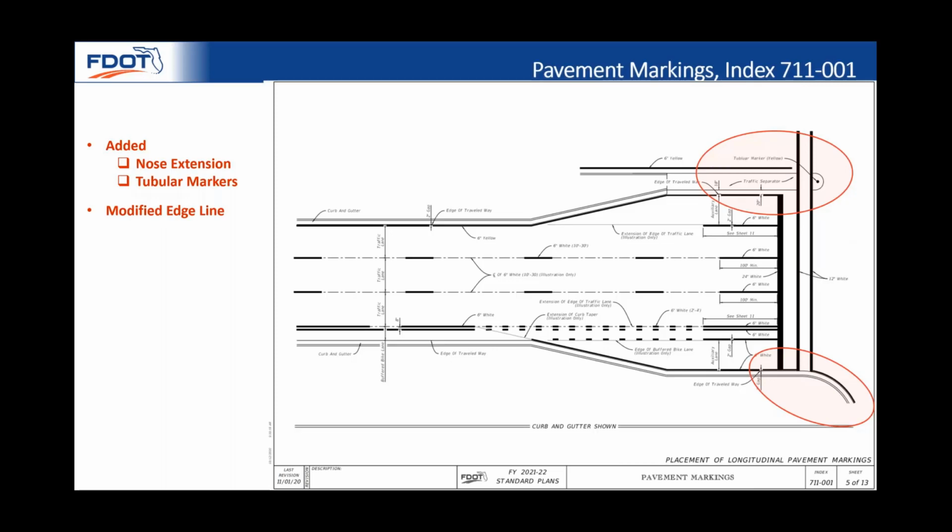Here on sheet 5 and 6, we added the nose extension and tubular markers for pedestrian refuge island or hardened center lines. We also modified the edge line along the curb turns.